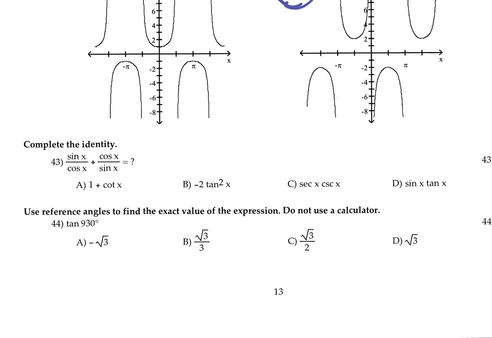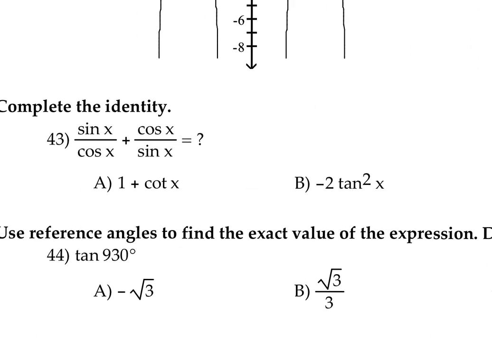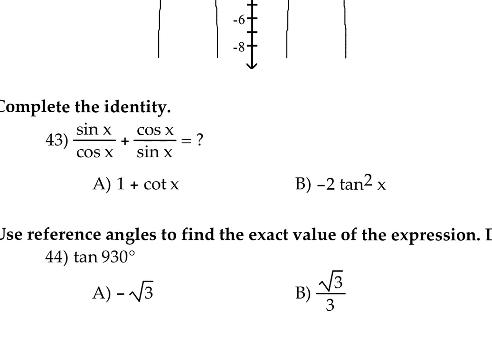All right, for 43, you're completing the identity. So this goes back to all those trig identities where you're using your cofunctions or your Pythagorean identities and that kind of stuff. So for something like 43, you could try to move your denominators up to make them the reciprocal functions, but it's not going to help in this case.